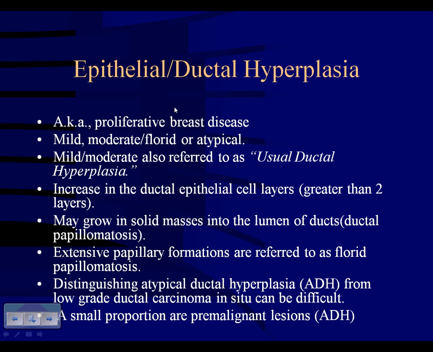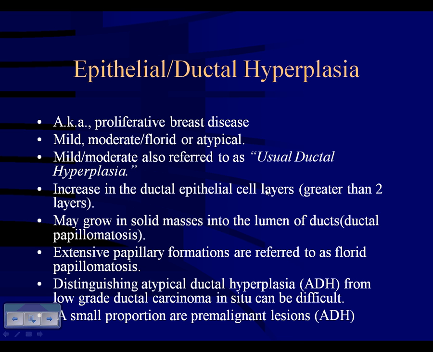And then sometimes you'll see the textbooks refer to it as proliferative breast disease, kind of encompassing all degrees of hyperplasia. Now, the important thing to know is that hyperplasias occurring in this setting can be graded as mild, moderate, or florid, which are considered the same, or atypical. The important thing is to make sure there's no atypia. Now, mild or moderate hyperplasia is lumped into this category, also known as UDH, or usual ductal hyperplasia.